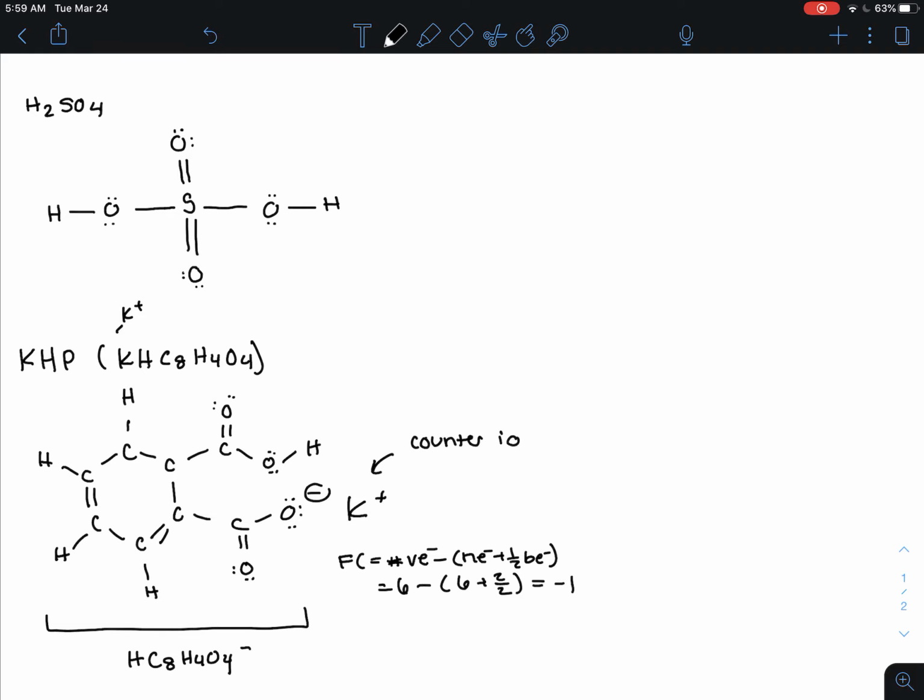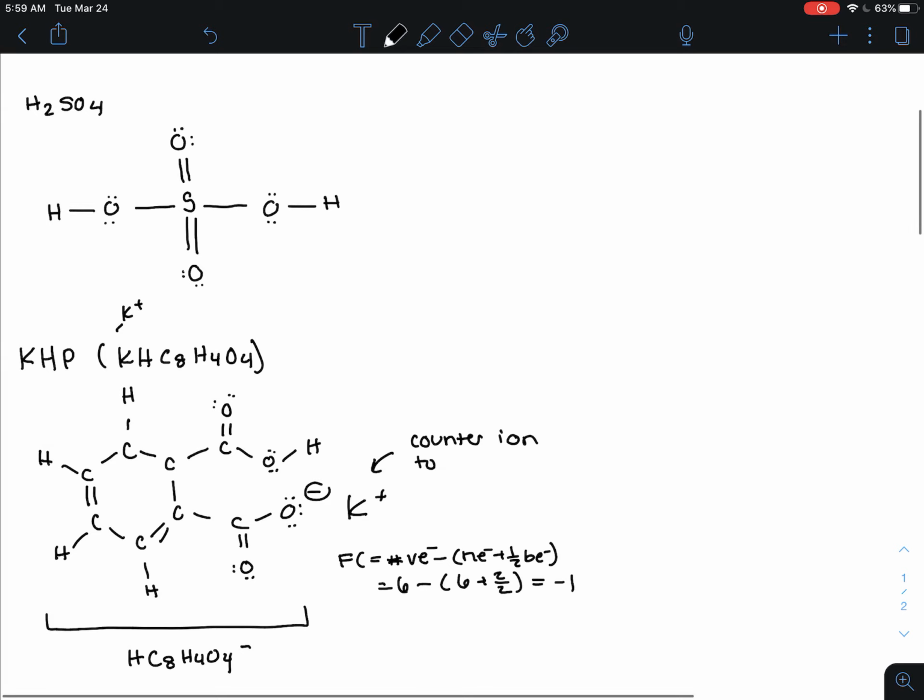So, to make this KHP, there's your potassium, which acts as a counter ion with the phthalate to make the compound electrically neutral.